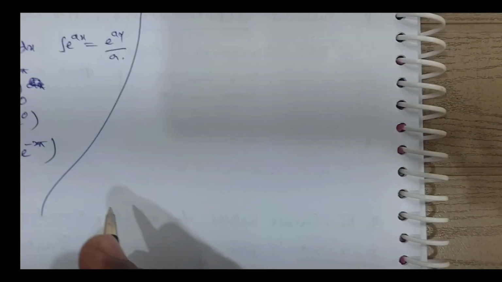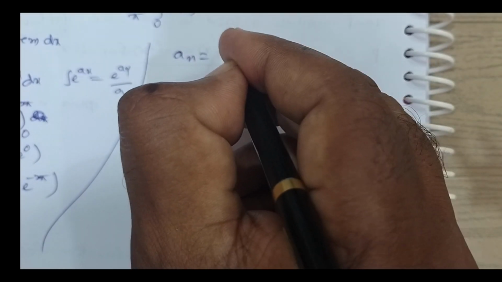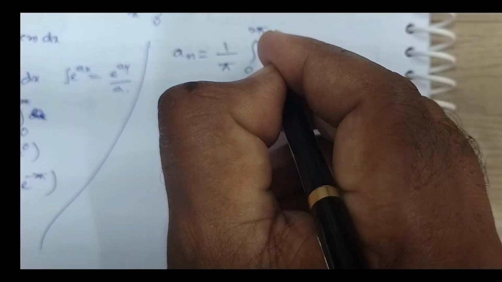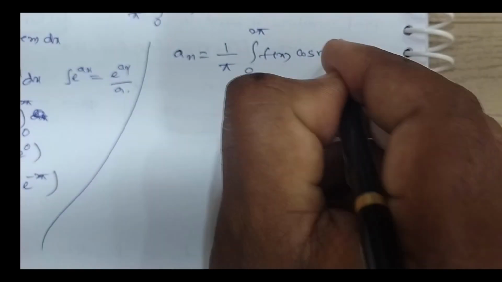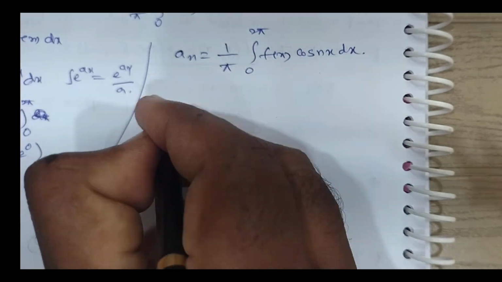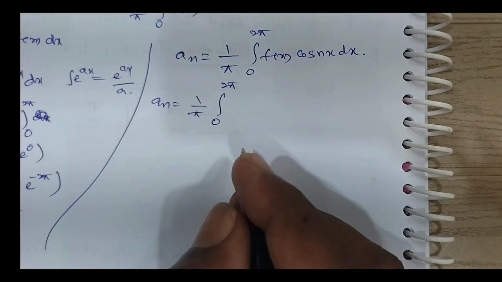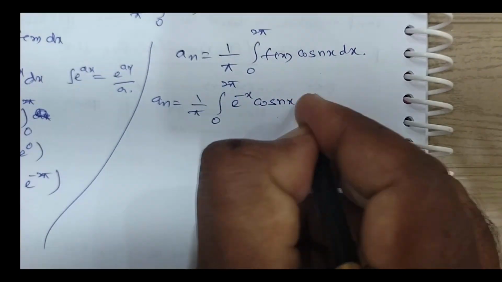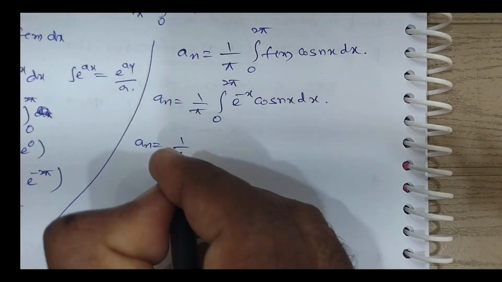Now a n. The formula: a n is equal to 1 by pi into integration 0 to 2 pi f of x cos nx dx. Therefore a n is equal to 1 by pi into integration 0 to 2 pi, f of x means e power minus x cos nx dx.